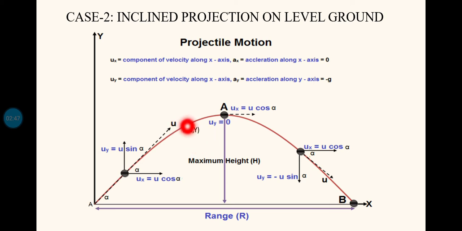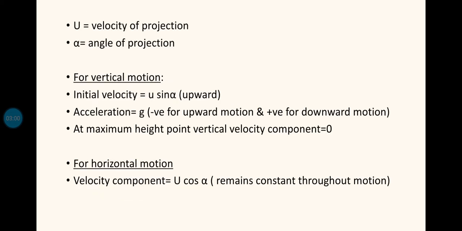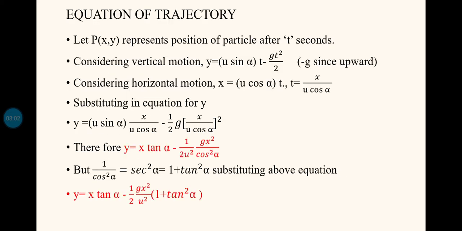That means this vertical distance is y. From the ground level to this point P the vertical distance is y. From the y axis to this point P the horizontal distance is x. That is what is meant by the coordinate P(x, y). Okay. Now we are considering a point P on the trajectory. Let P(x, y) represent the position of the particle after t seconds.